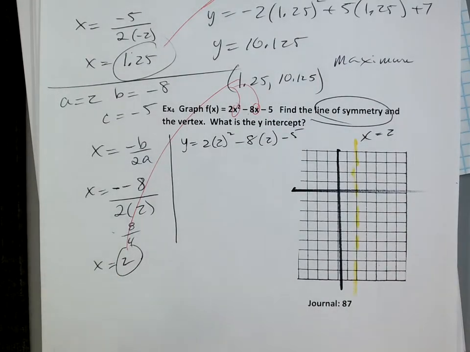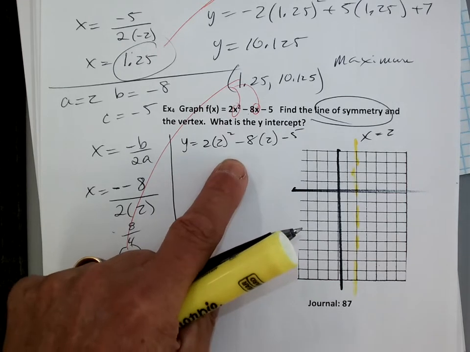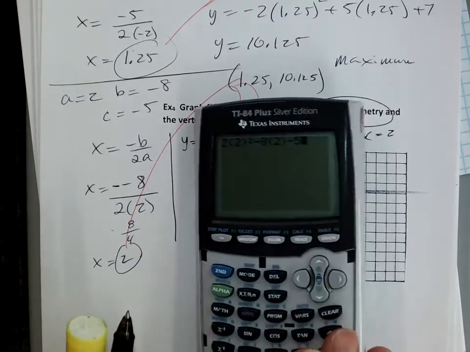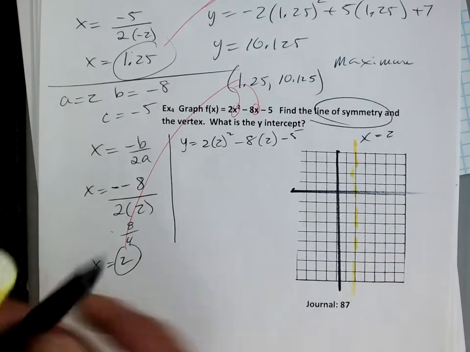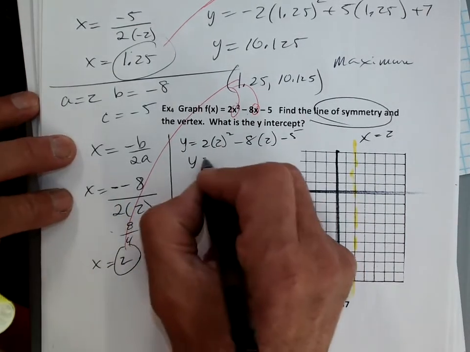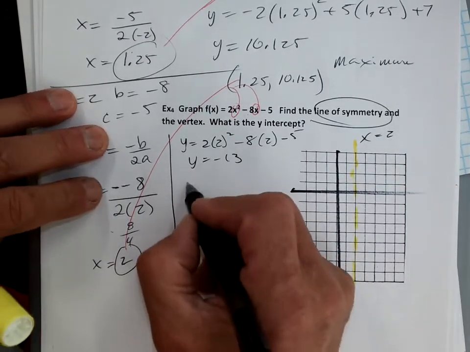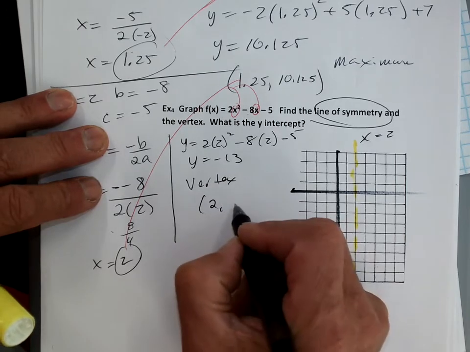I'm just going to do my calculator real quick. 2 times 2 squared minus 8 times 2, subtract 5. Okay, there it is. I plugged it into my calculator, I hit enter, and I get an answer of negative 13. So y equals negative 13. So my vertex then is at 2, negative 13.